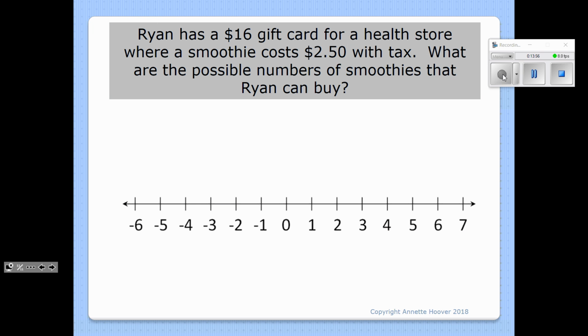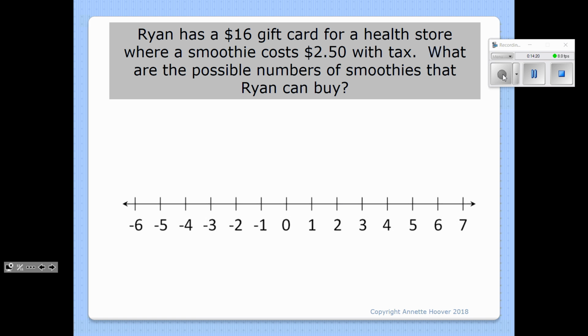Ryan has a $16 gift card for a health store where a smoothie costs $2.50 with the tax already included. What are the possible numbers of smoothies that he can buy? Now, he can't buy half of a smoothie, or 3/4 of a smoothie. He can only buy whole numbers. He can only buy 1 smoothie, 2 smoothies.